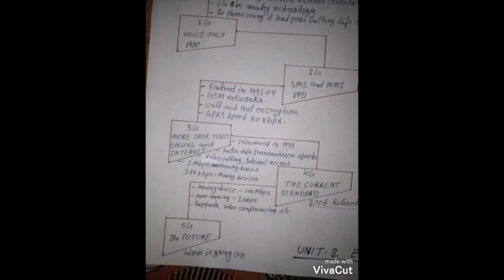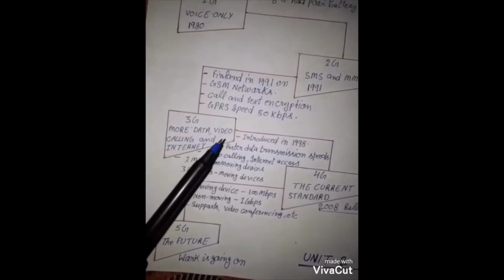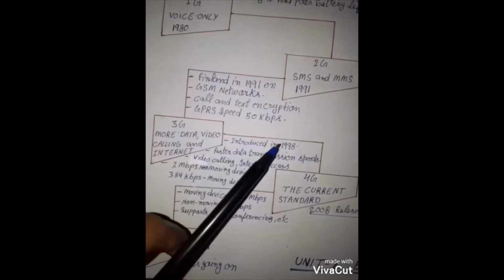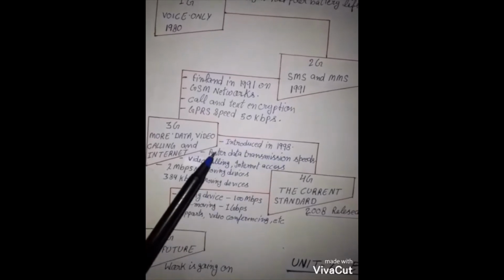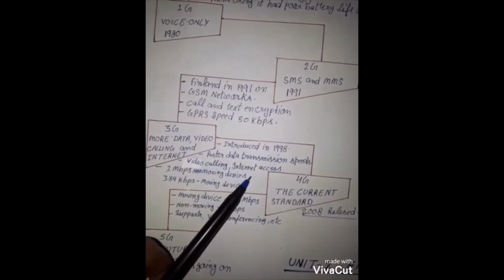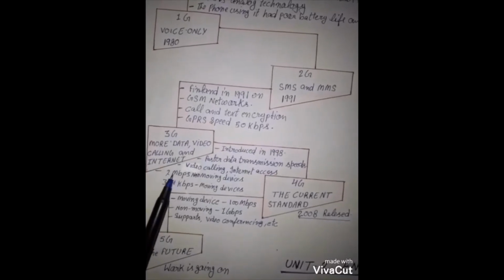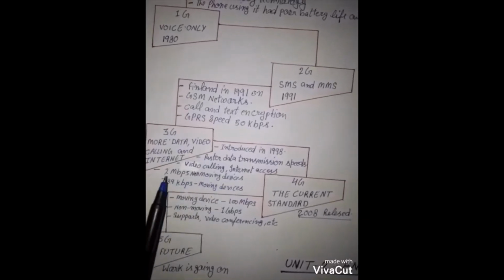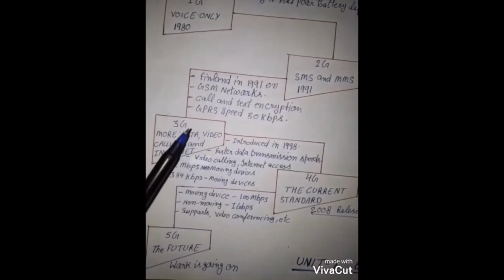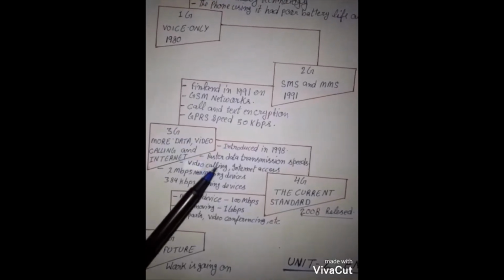Now come to the next technology, third generation or 3G. It has more data, video calling and internet. This technology was introduced in 1998. It has faster data transmission speed, video calling, and internet access. The internet speed is 2 Mbps for non-moving devices and 384 kbps for moving devices. These were the features of 3G technology, and it also introduced video calling.